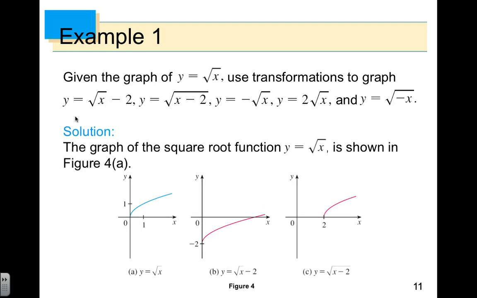So if you notice, the solution for this is that the graph of the square root function y equals the square root of x is shown. So here I have y equals the square root of x. This is my original function. The square root of x, minus 2, has been shifted down 2 units. The square root of x minus 2, where the 2 is included inside the square root function, has shifted it right 2 units.